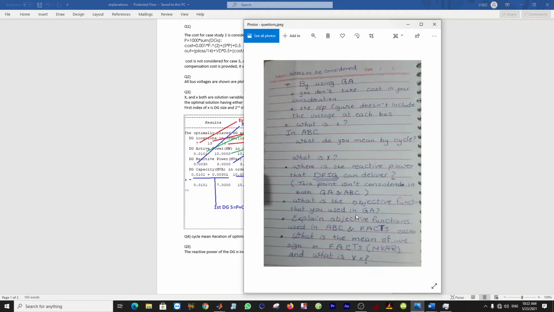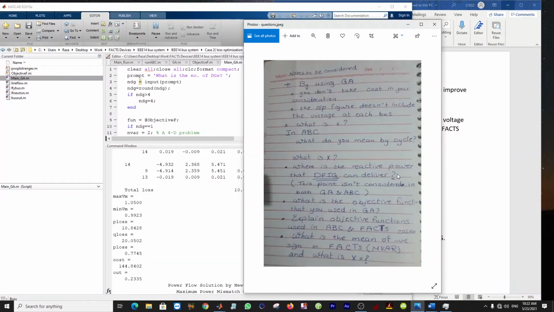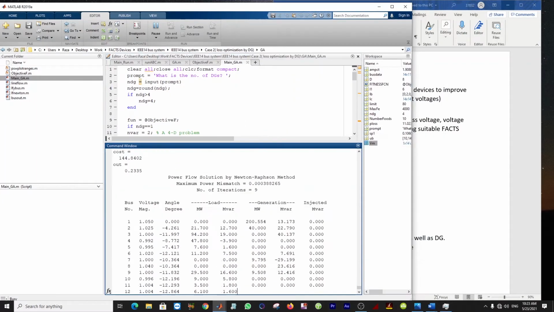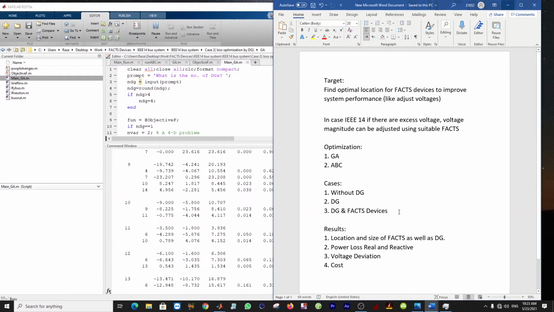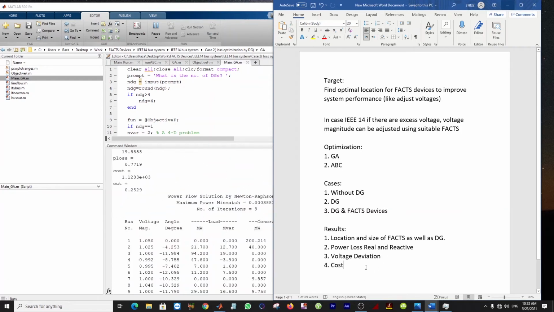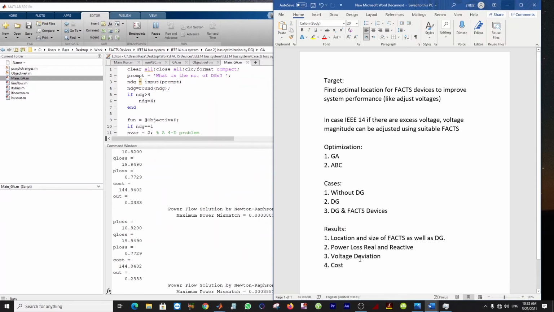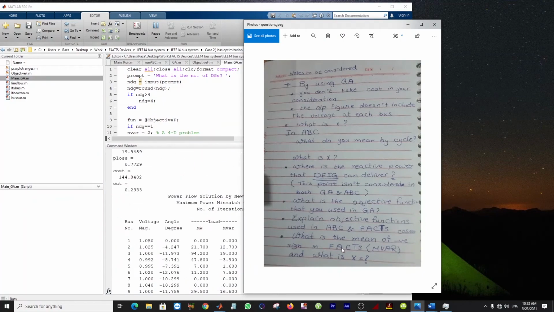So next, what is X? X is actually this row that represents DG capacity in MVA. What is the objective function that you used in GA? In the genetic algorithm, as I said in my intro, our objective function includes all of these: location, size, power loss, voltage deviation, and cost.